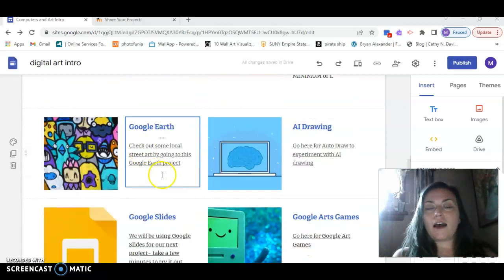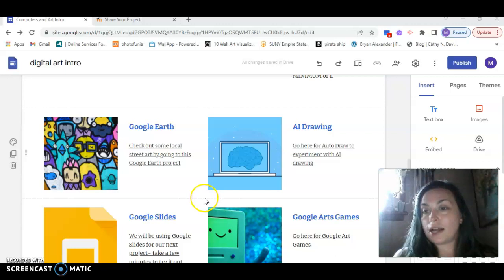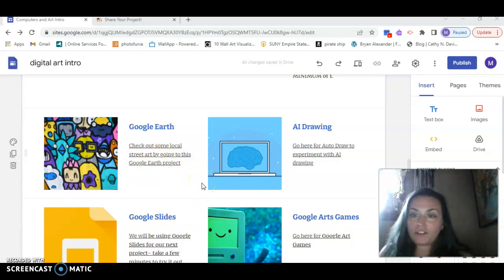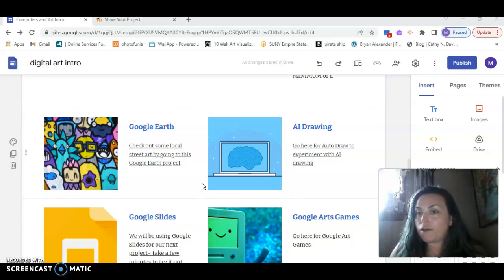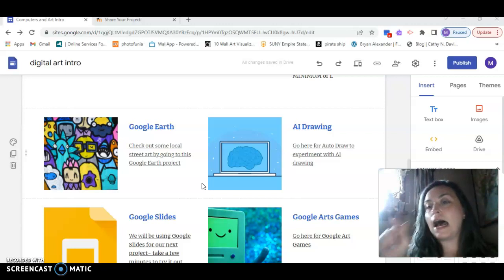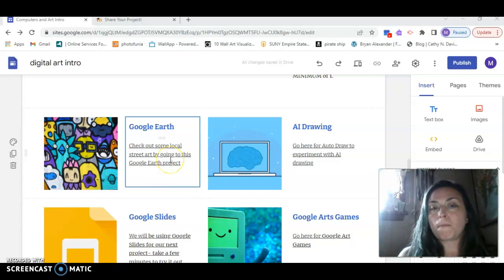Then I created what they call a Google Earth project, where I put together a bunch of local street art from the city of Syracuse, and the students were able to hop all around the map and check out art, which was nice because it related to them a lot. Many of them said to me, oh, I saw this when I was taking the bus this morning. So that was a great way to relate to them.